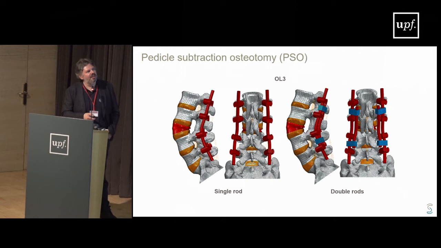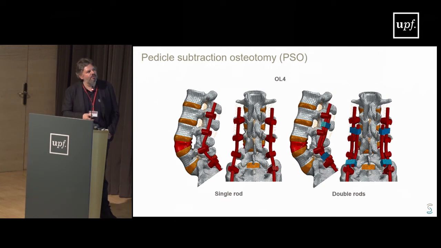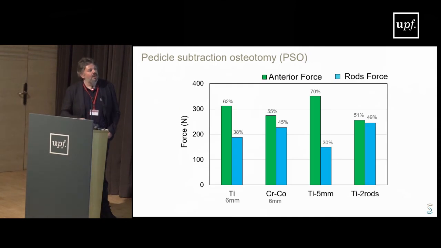So here we have the osteotomy in L3. Here we have the osteotomy in L4. It's the same single and double rod fixation again, with the double rods only across the L4. That's a chart that shows some results.